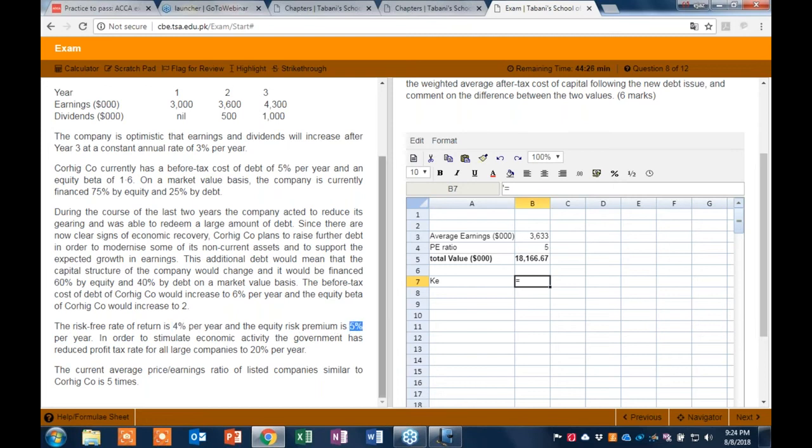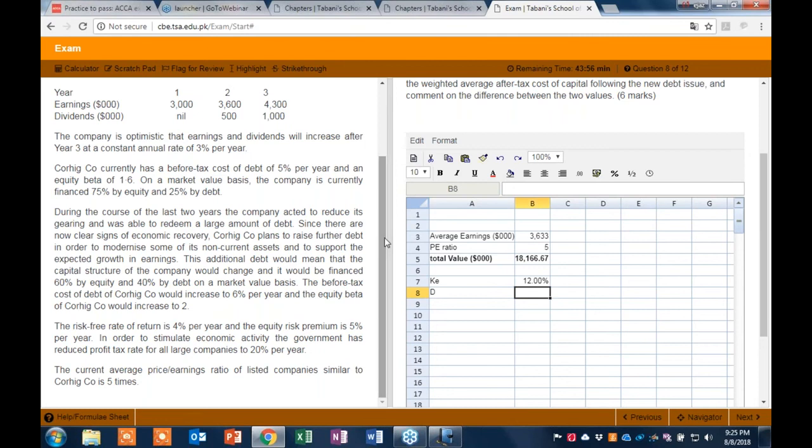The equity risk premium is 5%. So we can easily calculate the cost of equity with the help of this information. The risk-free rate of return is 4% plus equity beta of 1.6 into the risk premium, which is 5%, 0.05. So the cost of equity is 12%. One of the variables is now known to us. The other variable we need to find out is the dividend.